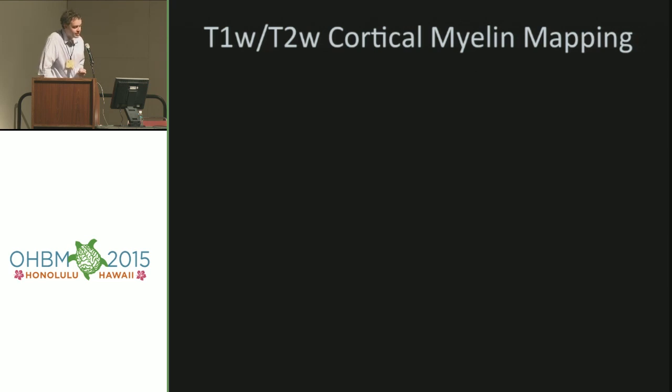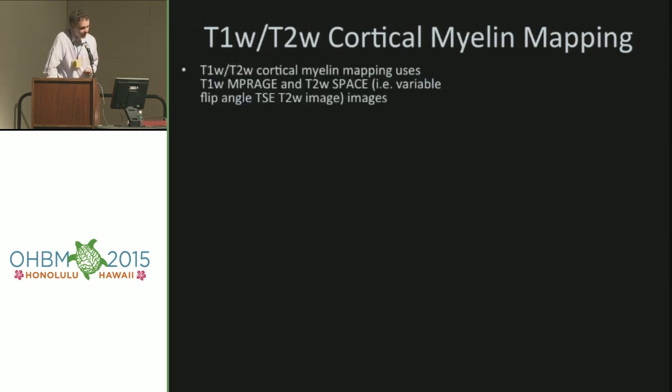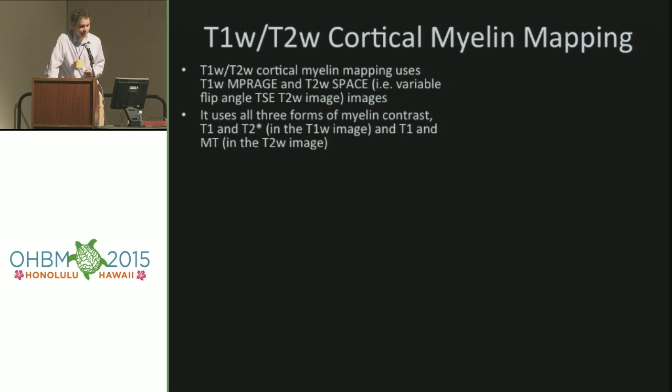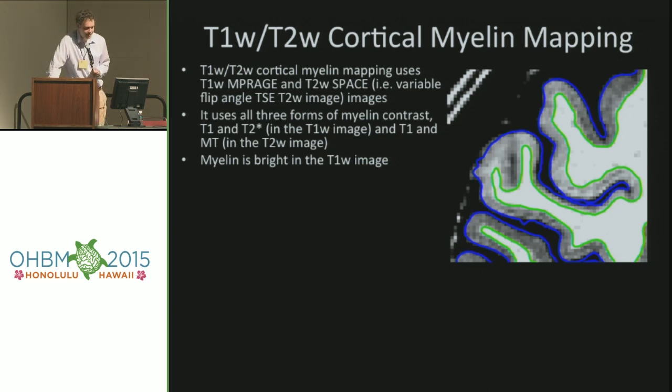What about the approach that we use in the Human Connectome Project for myelin mapping? Well, we use the ratio of T1-weighted MPRAGE divided by T2-weighted SPACE. And this actually makes use of all three forms of myelin contrast. Just to illustrate how this works, here we have a volume slice of a T1-weighted image. This big sulcus here is the central sulcus. We saw quite a bit of the central sulcus in Simon's talk. White matter is bright white. The white matter surface is the green outline. CSF is on the outside of the pial surface, the blue outline. So our gray matter ribbon is running in between these two surfaces.